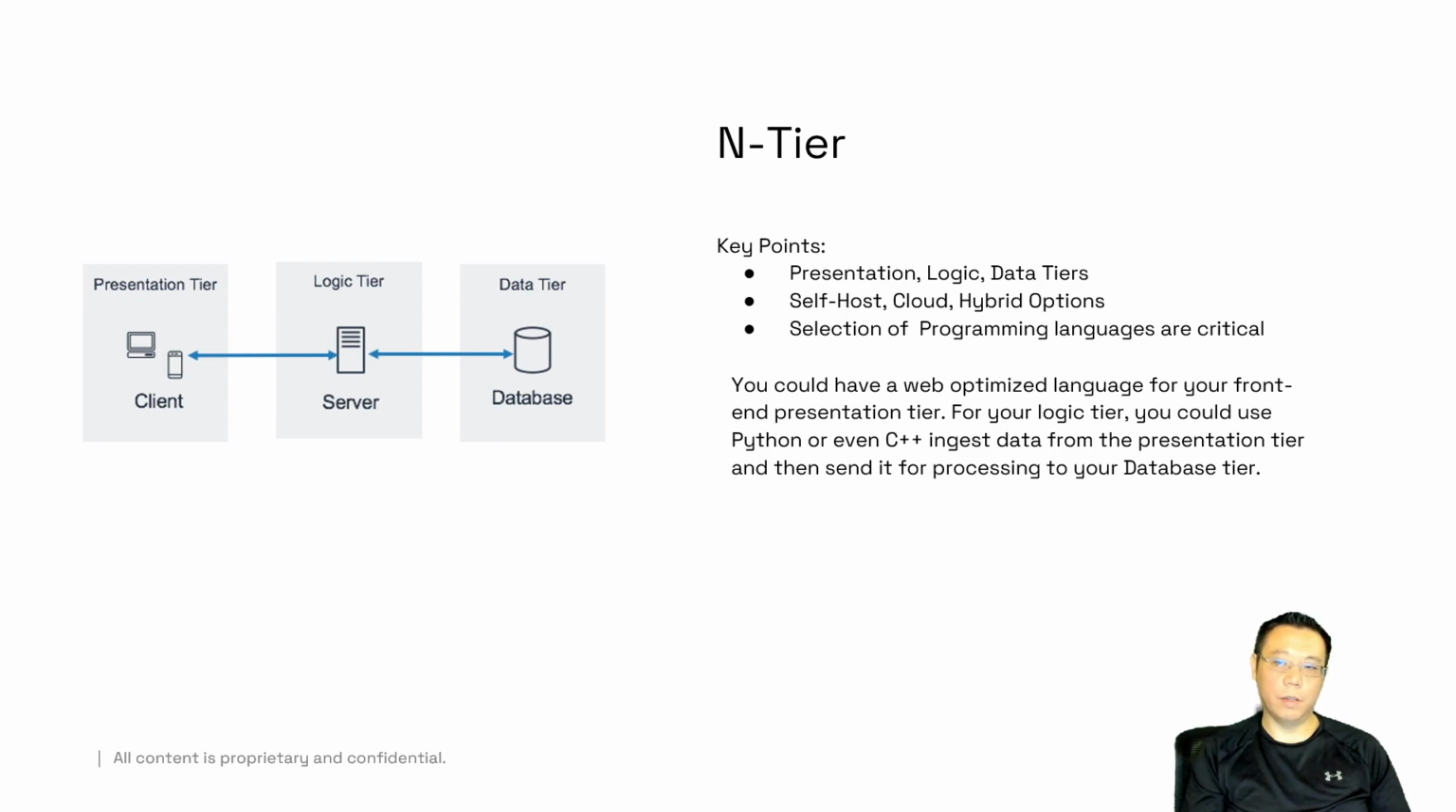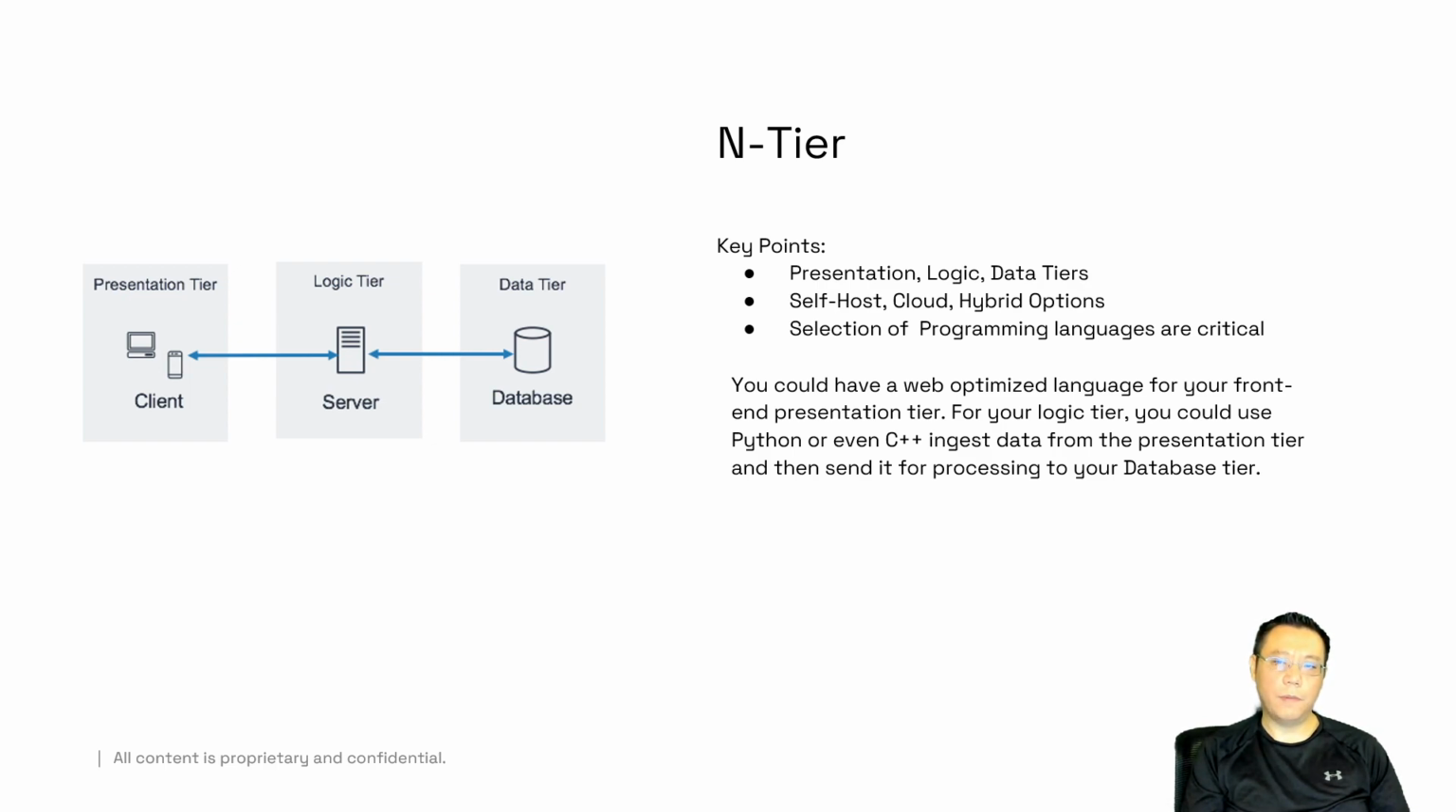Some key points to include here. There's always a presentation tier, which is your client. The logic tier, which handles all the requests and starts creating events and pushing data to and from, processing data as well. And of course, you have your data tier, which is really where your data is stored. S3 as a bucket, DynamoDB as a database, SQL databases. The choice is really yours.